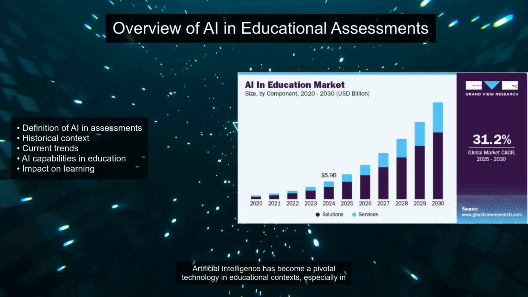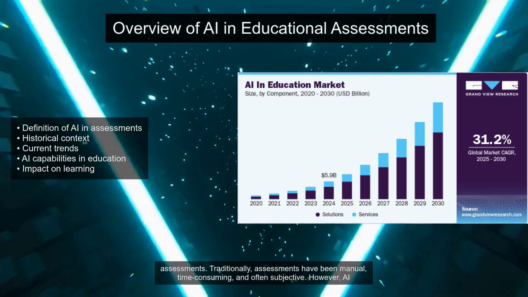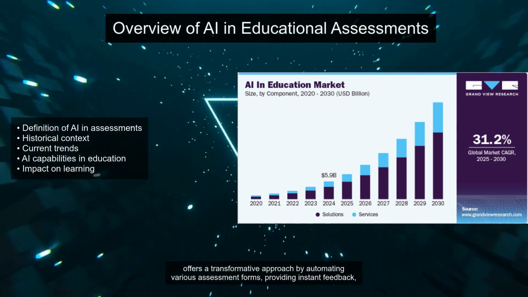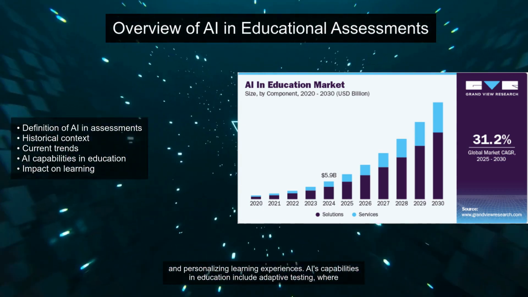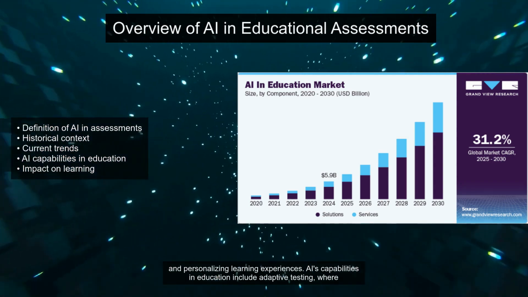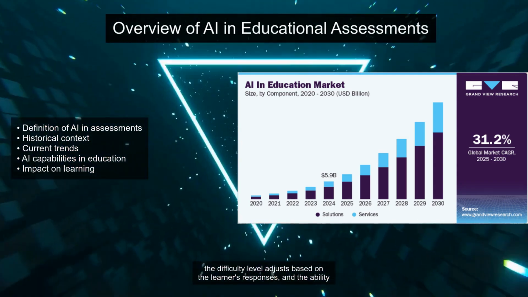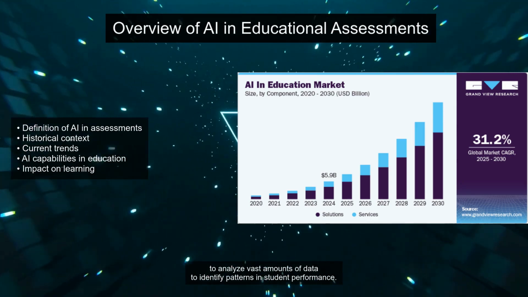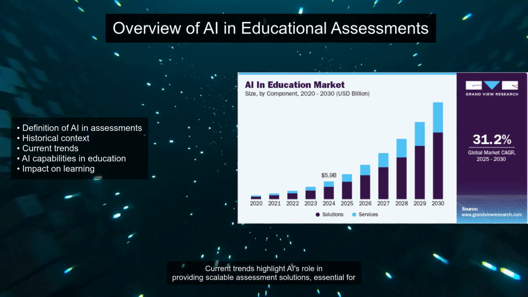Artificial intelligence has become a pivotal technology in educational contexts, especially in assessments. Traditionally, assessments have been manual, time-consuming, and often subjective. However, AI offers a transformative approach by automating various assessment forms, providing instant feedback, and personalizing learning experiences. AI's capabilities in education include adaptive testing, where the difficulty level adjusts based on the learner's responses, and the ability to analyze vast amounts of data to identify patterns in student performance.